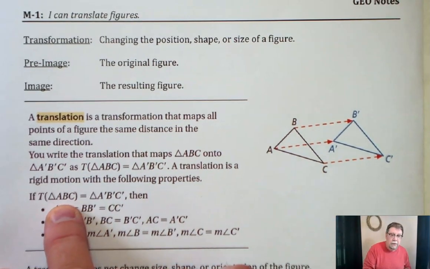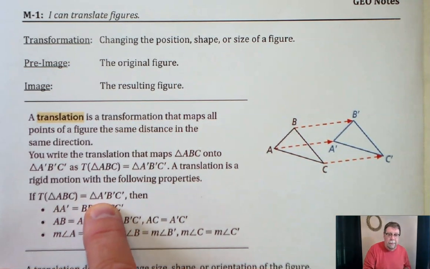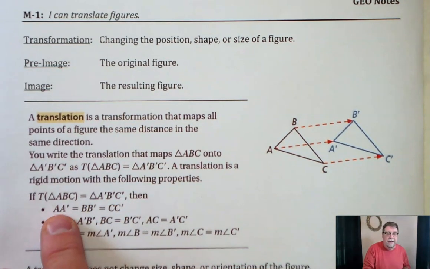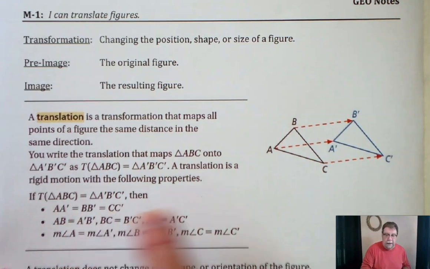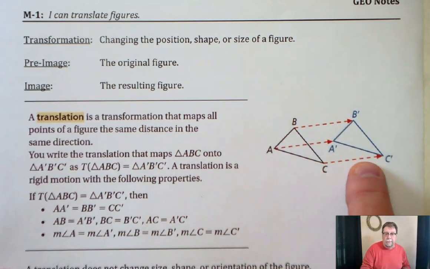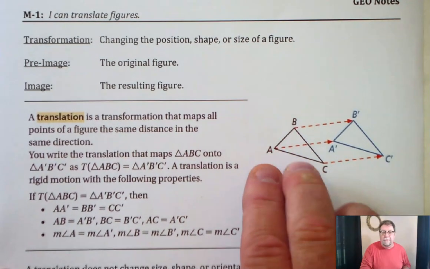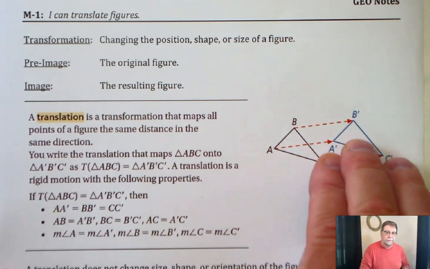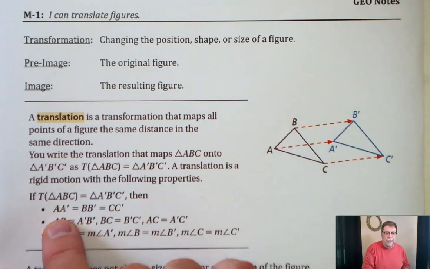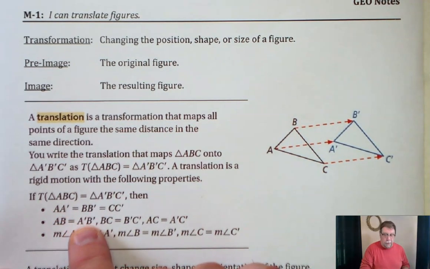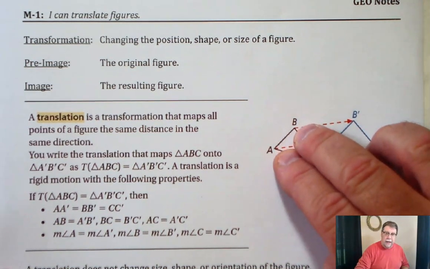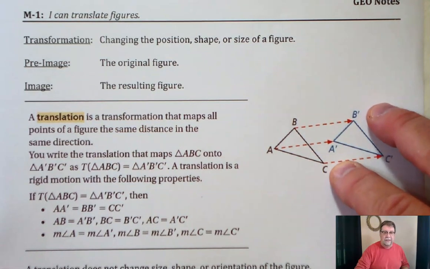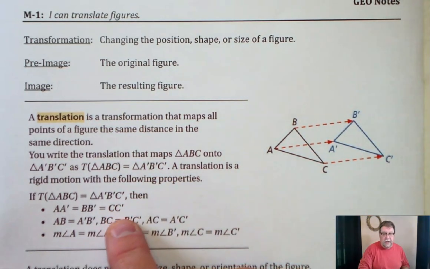So a translation is a rigid motion with the following properties. If we translate ABC to A prime, B prime, C prime, then segment AA prime would equal segment BB prime, which would equal segment CC prime. So in other words, these red lines would all be the same measure because we're moving every dot the exact same distance. AB would equal A prime B prime. So this segment would be identical to this one because all we're doing is taking that segment and moving it. We're not changing the size of it. The same would be true for the other two segments.